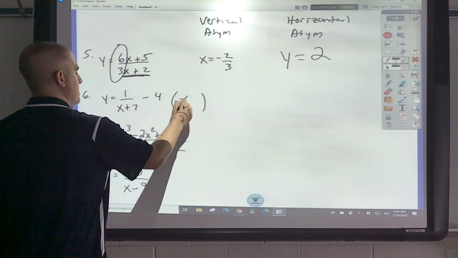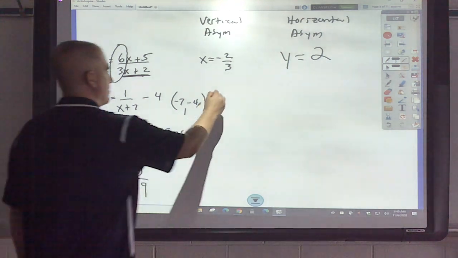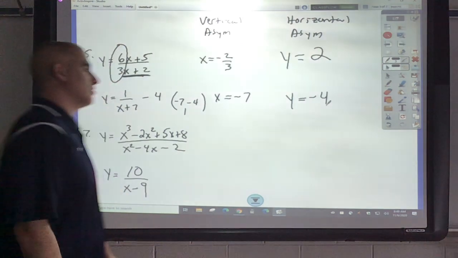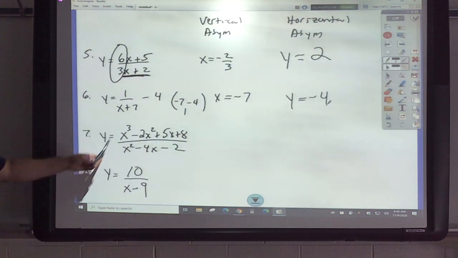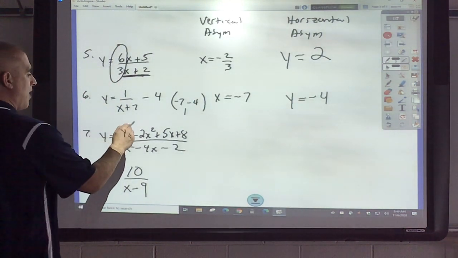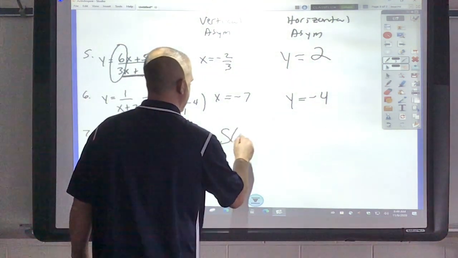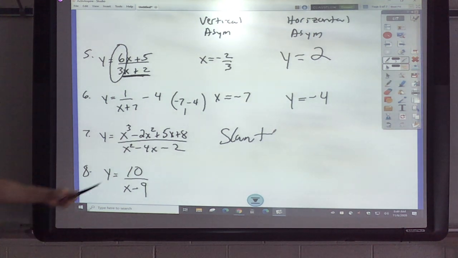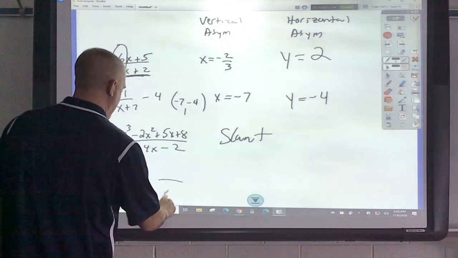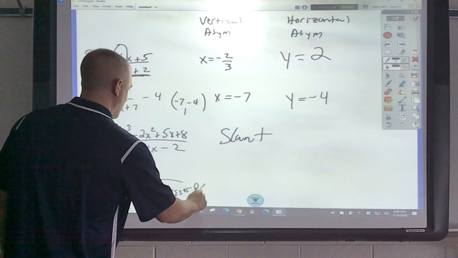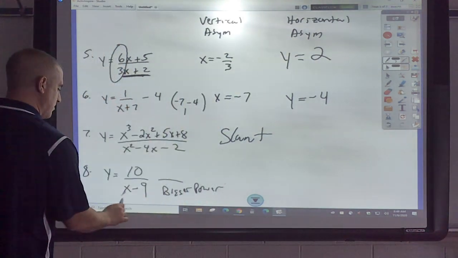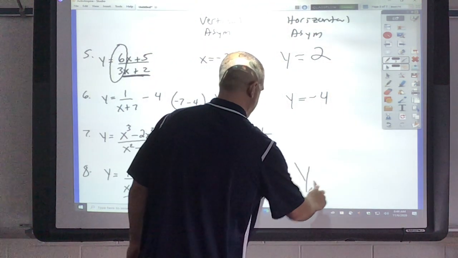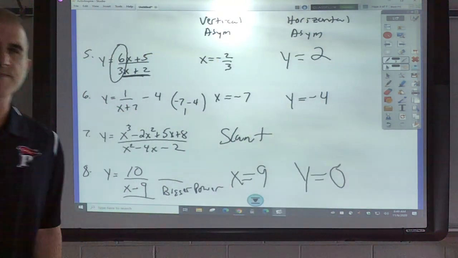The anchor point is (-7, -4). That means my vertical would be x equals -7, and my horizontal would be y equals -4. What scenario do we have here? The bigger power is in the top, so this will be a slant asymptote, and we'll do other examples of that in a little bit. For this one, the bigger power is down here, so to get the vertical I would solve the denominator, that's x equals 9, and it's just going to be that special one of y equals 0.